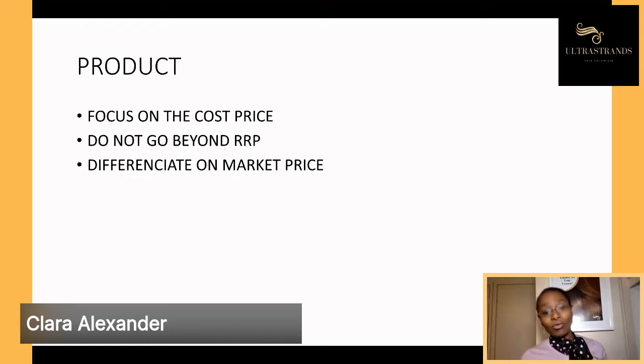Now, if you've got a market price which is lower than the recommended retail price, or considerably lower than the recommended retail price, then you need to be able to differentiate. You need to be able to differentiate on value. So what is it extra that you are adding that is providing that value, that differentiation? Now, if you're not adding anything extra, then you've got nothing to justify why you're going above the market price.